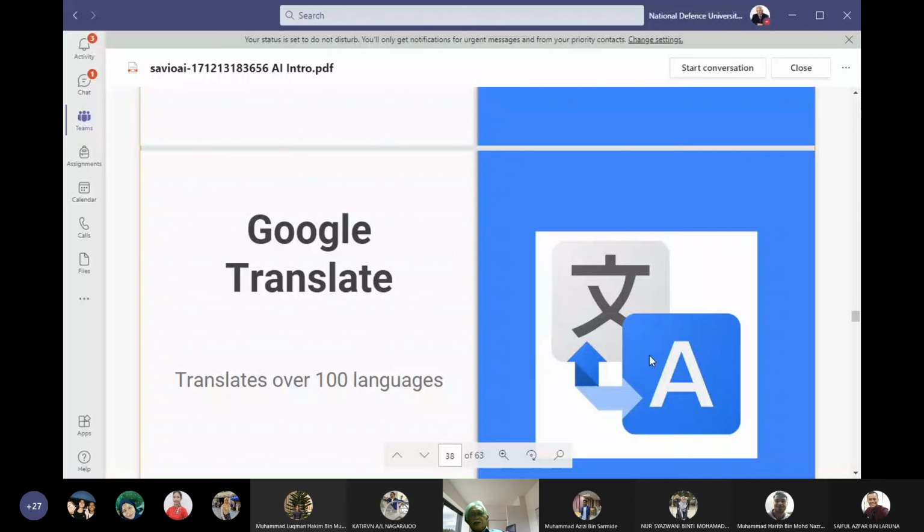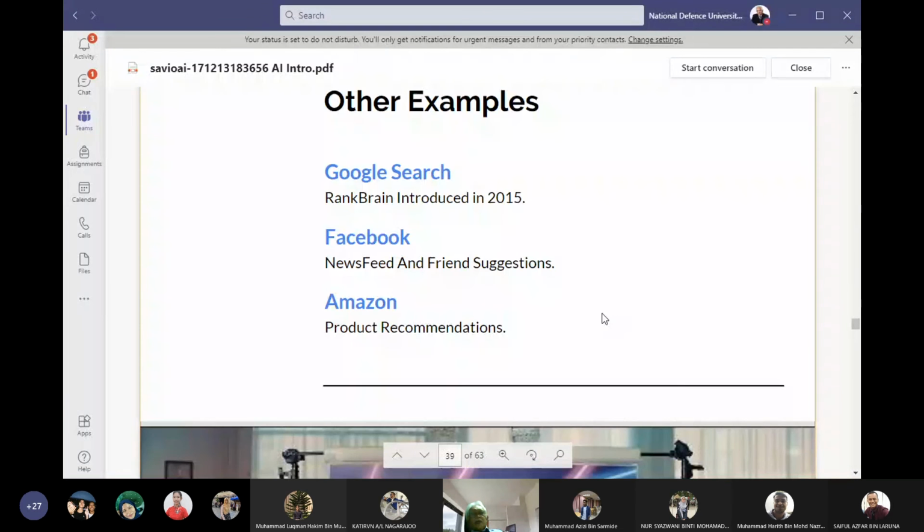And Google search, RankBrain. Earlier the algorithm used by Google, they called it the backrub algorithm, backrub, gosok belakang. Okay, that's the meaning of it, gosok belakang. If many people rub your back, that means you are a famous guy. Okay, the same thing. If many people go to your website, then your website is famous, interesting. Okay, so from backrub it changed to RankBrain. I'm not sure, I didn't go deeply into RankBrain.